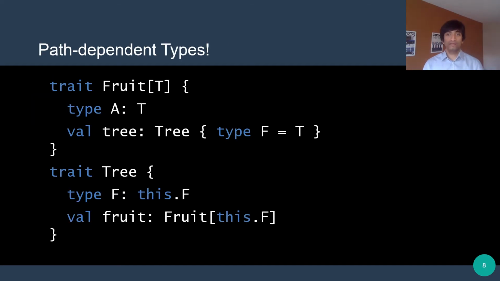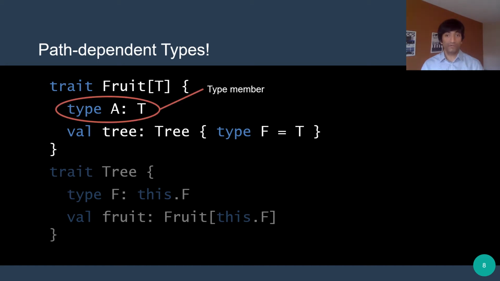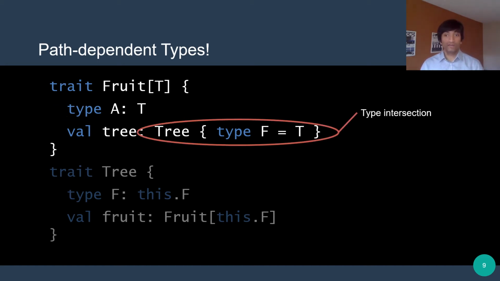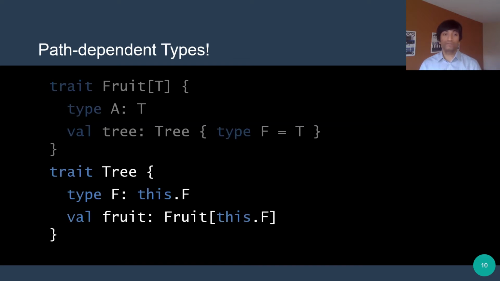Enter path-dependent types. These are the types we'll use in our program. In Scala, fields of objects can not only carry data or references, but Scala also has fields which contain types. These are called type members. Scala also has intersection typing. Here, the tree field has to be both a tree and an object with a type member f, which has to equal the generic parameter t.